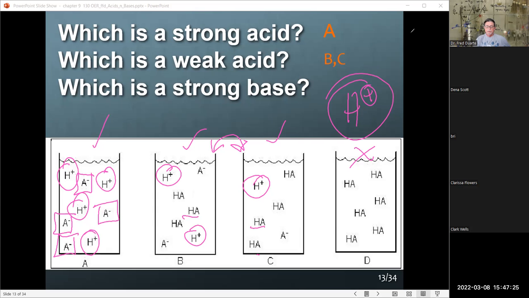And then the next one, which is a strong base, well, there's none here because we're not seeing any hydroxides. In general, when you're talking about bases, 95% of the time, we're dealing with the production of hydroxides.